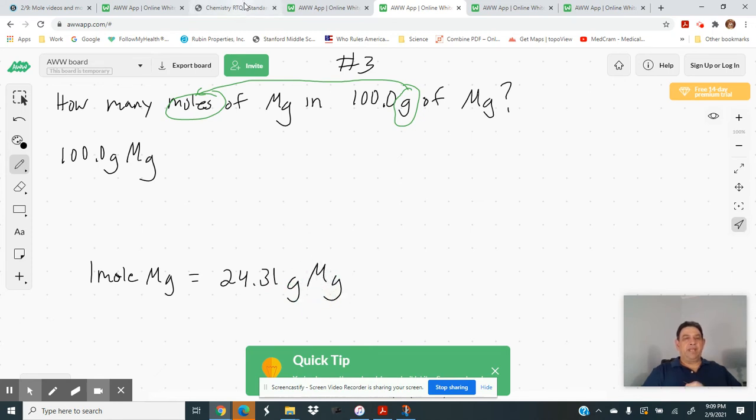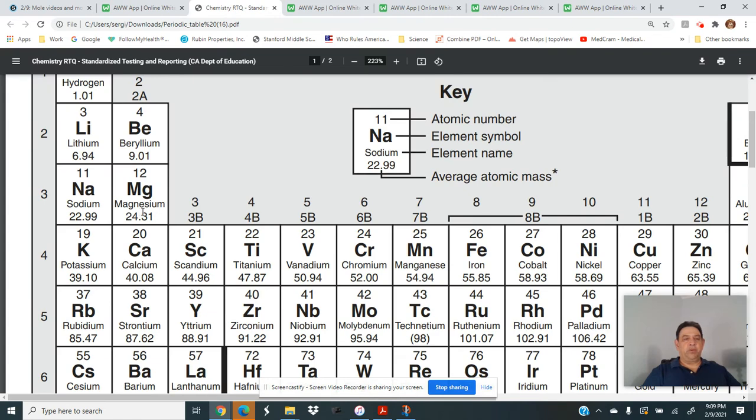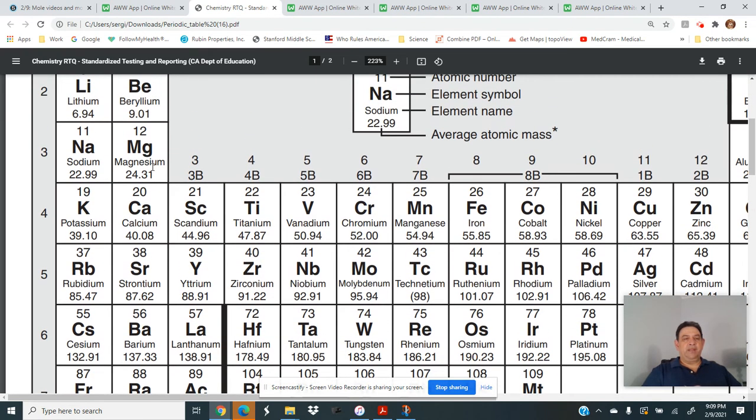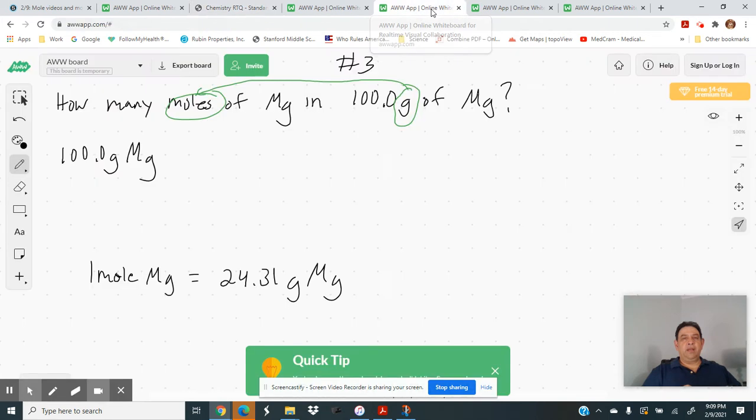Okay. And once again, that's where we got it from. We got it from right there, 24.31. We get it right from the periodic table, right in the box. Got to use the periodic table.